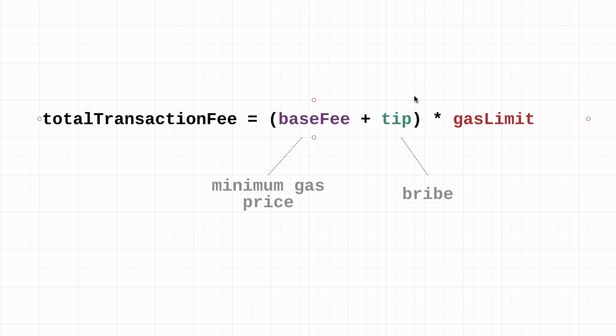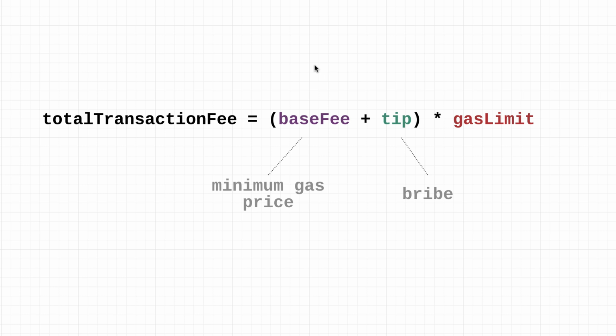So what is this tip? Well, if you go online, it's going to say that the tip compensates miners for executing and propagating user transactions in blocks and is expected to be set automatically by most wallets. Now, what that means is it's pretty much just a bribe to miners. In other words, miners are going to prioritize the transactions with the highest priority fees, or in other words, bribes, ahead of all the other ones.